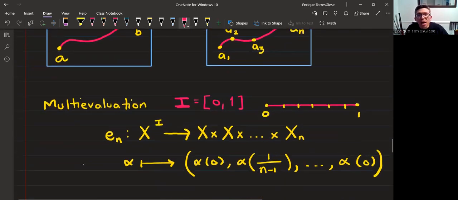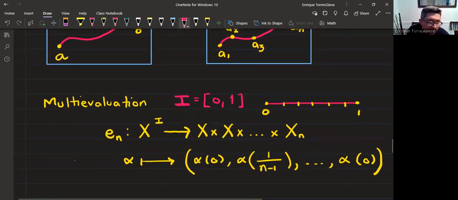Okay, so now instead of using only one evaluation map, we're going to use what we are going to call the multi-evaluation. So we're going to take the unit interval and divide it into subintervals of the same length. And we're going to consider, again, the multi-evaluation function. It's taking a path and it's evaluating the path at the endpoints, 0 and 1, and also these intermediate subdivision points that we have here.